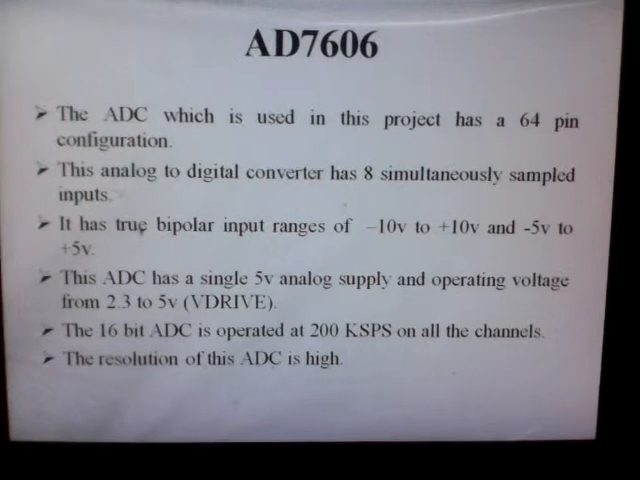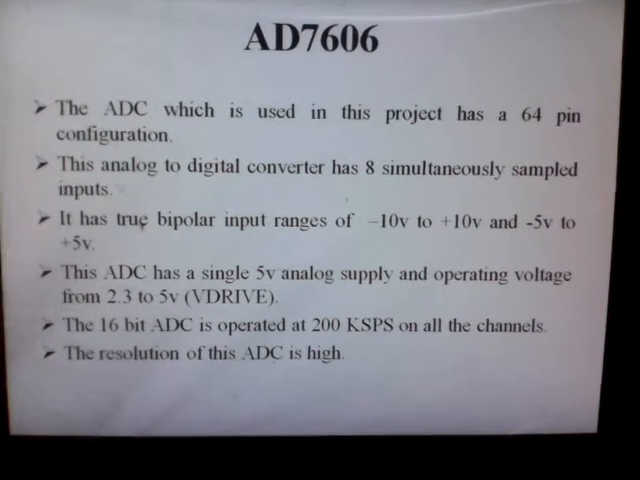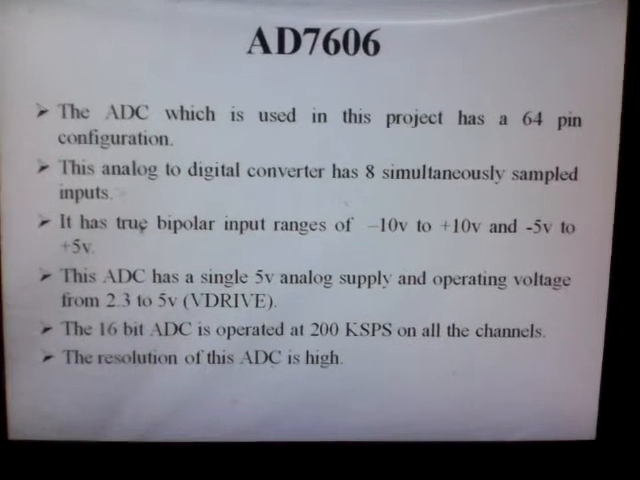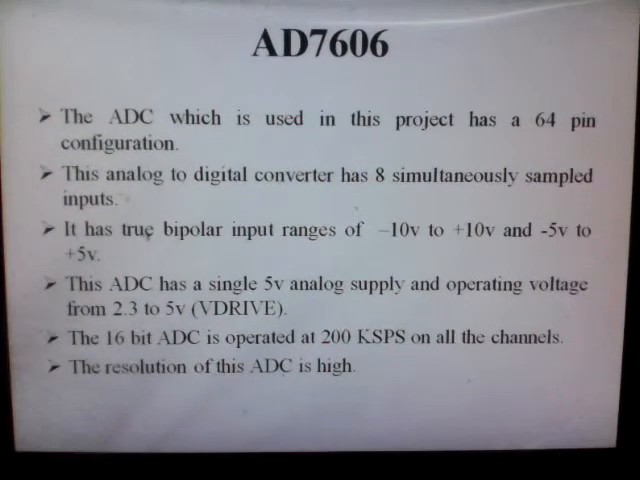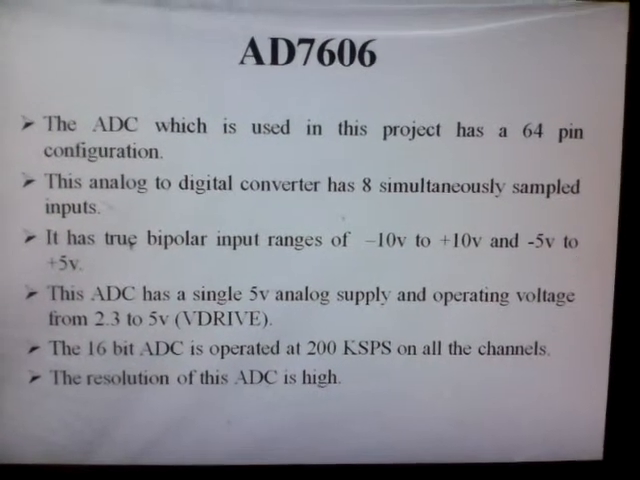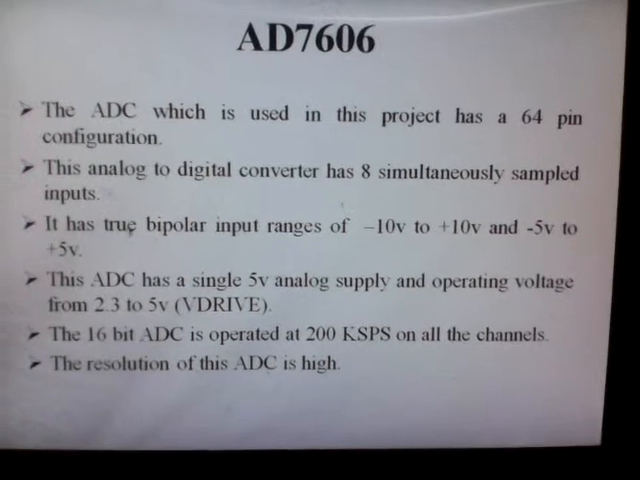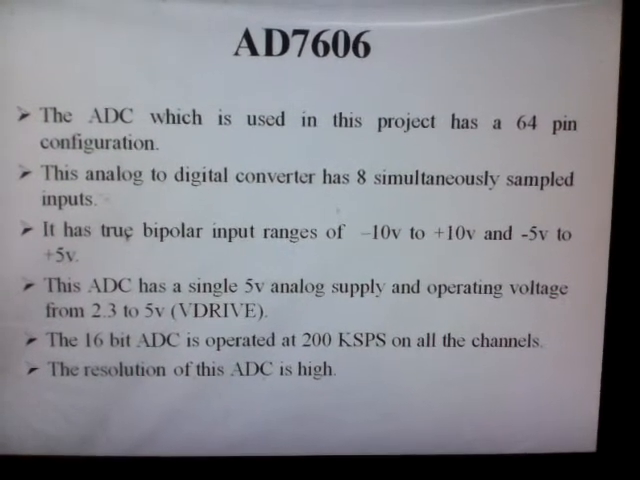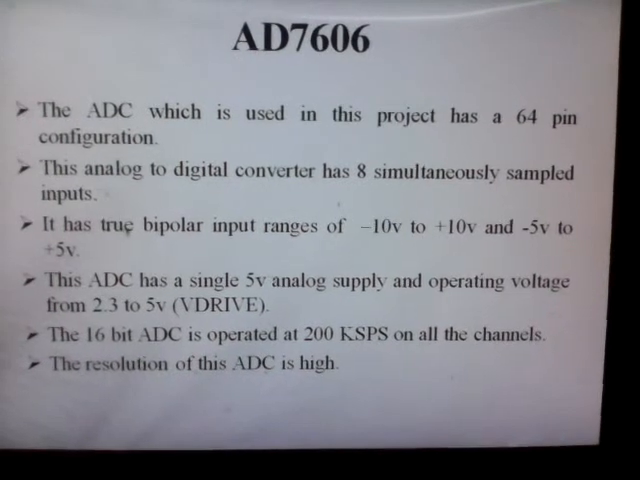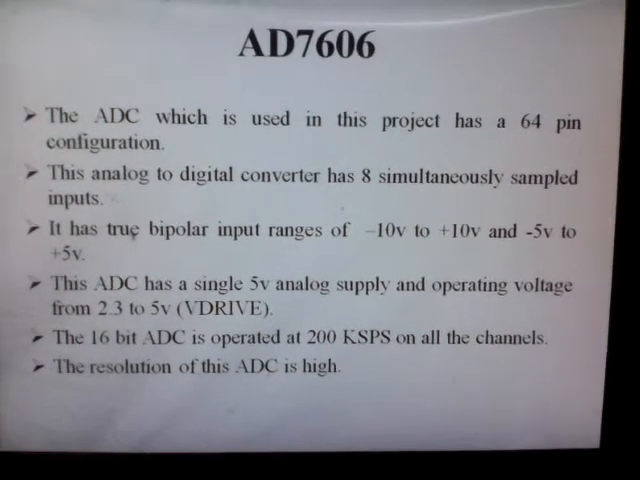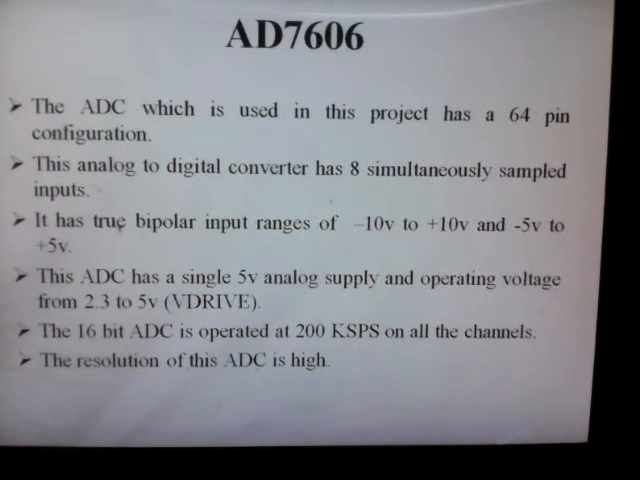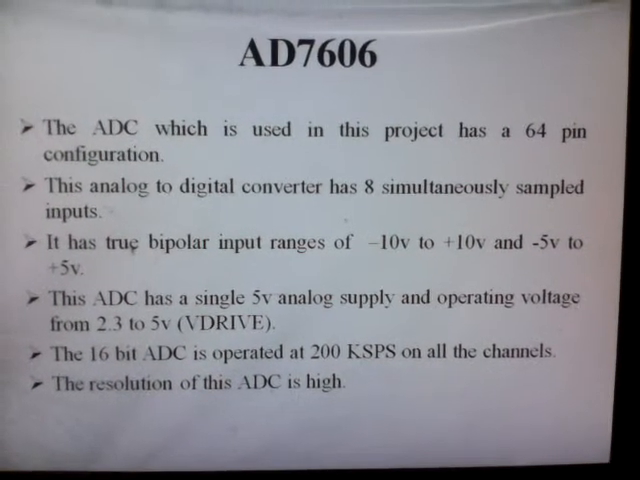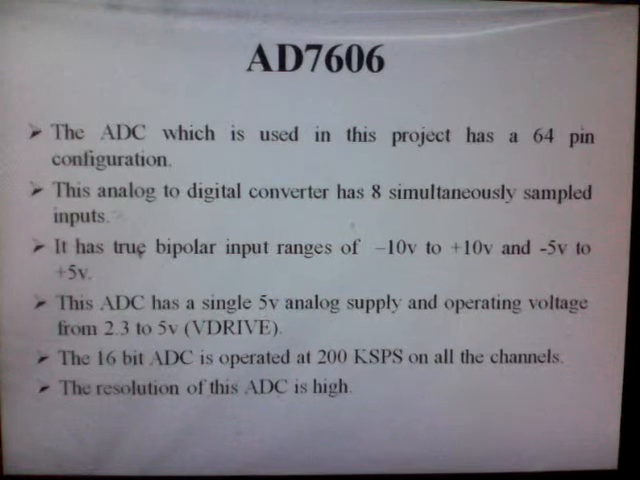Now we shall see the features of AD7606. The ADC which we are using here has a 64 pin configuration. This analog to digital converter has 8 simultaneously sampled inputs. So it can sample 8 input voltages simultaneously, and it can operate in 2 different voltage ranges, which are minus 10 volt to plus 10 volt or minus 5 volt to plus 5 volt. And the resolution of this ADC is very high.